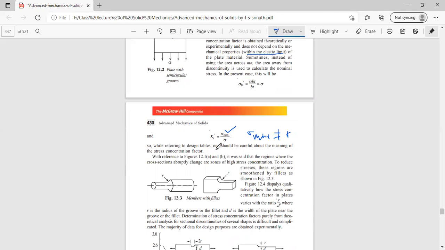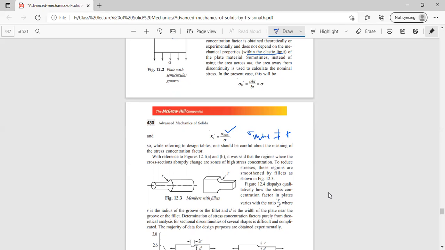So there is another stress concentration factor here in the design table, which is given as Kt dash, equal to sigma max by sigma itself. So while referring to the design table, we have to be careful about the meaning of the stress concentration factor itself. What exactly is the stress concentration factor and how do we calculate it? We have to know it is a different way to calculate it.